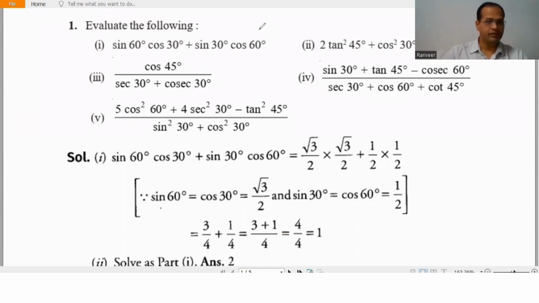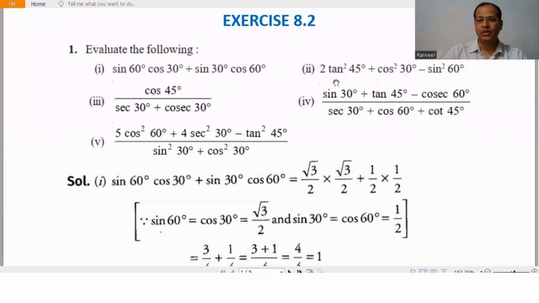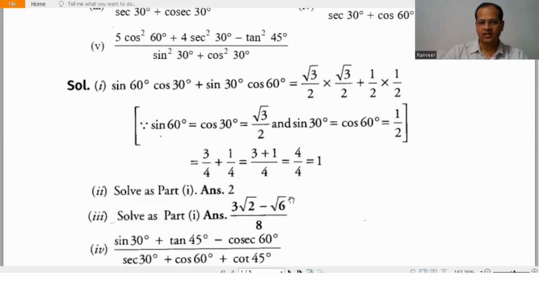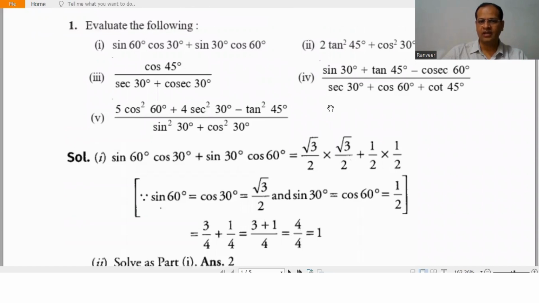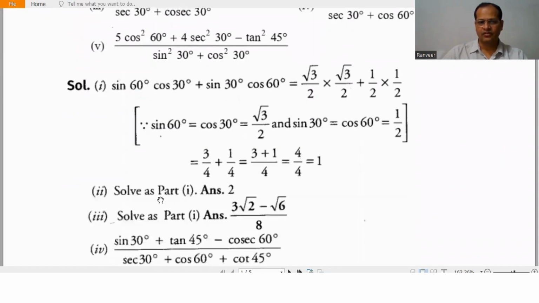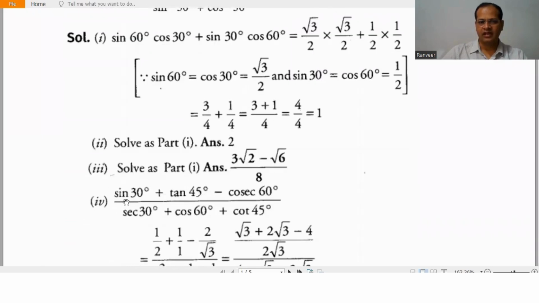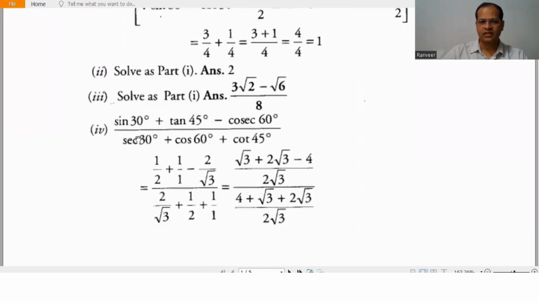Similarly you can solve question number 2. tan square 45 is 1, cos square 30 degree, that is root 3 by 2 whole square, and sin square 30 degree is 1 by 2 whole square. Just substitute and get the answer. So in this first question all are nothing but the value substitution. So first, second, third, whatever the question is there, this is just the value substitution.